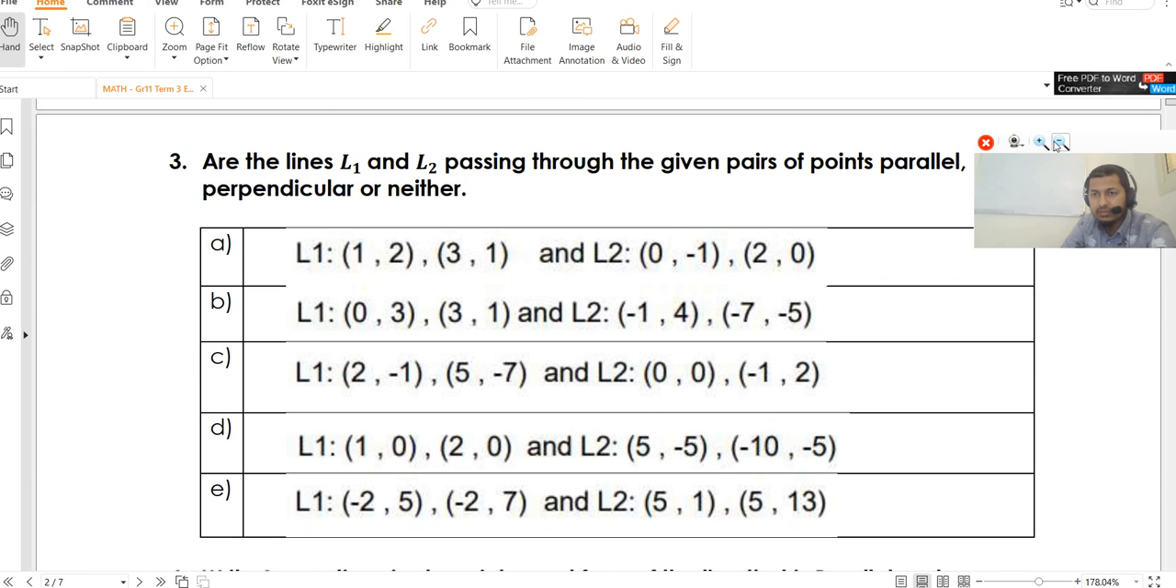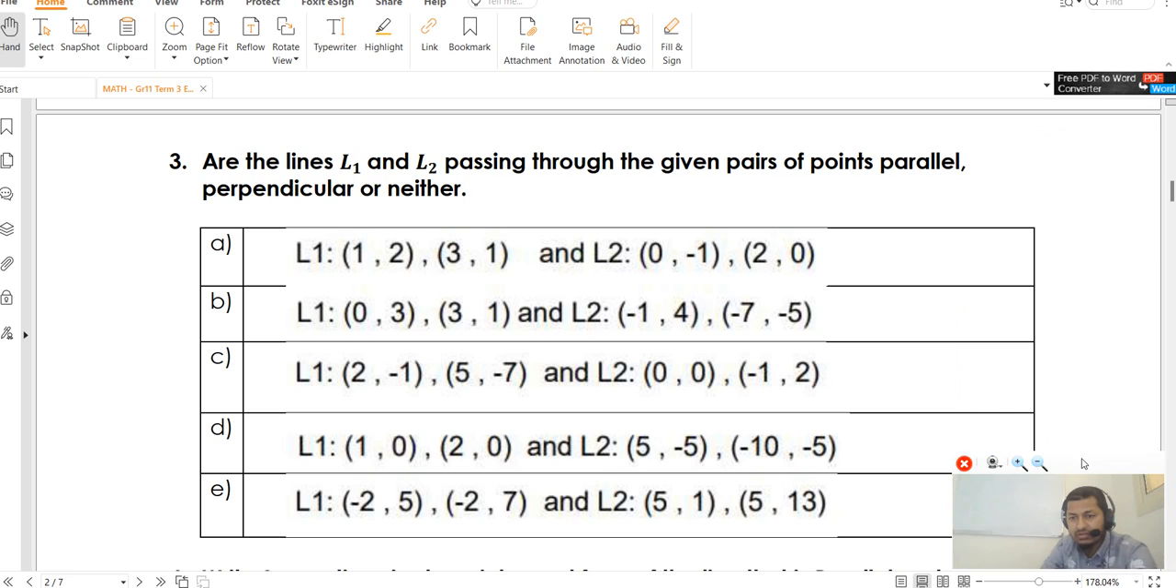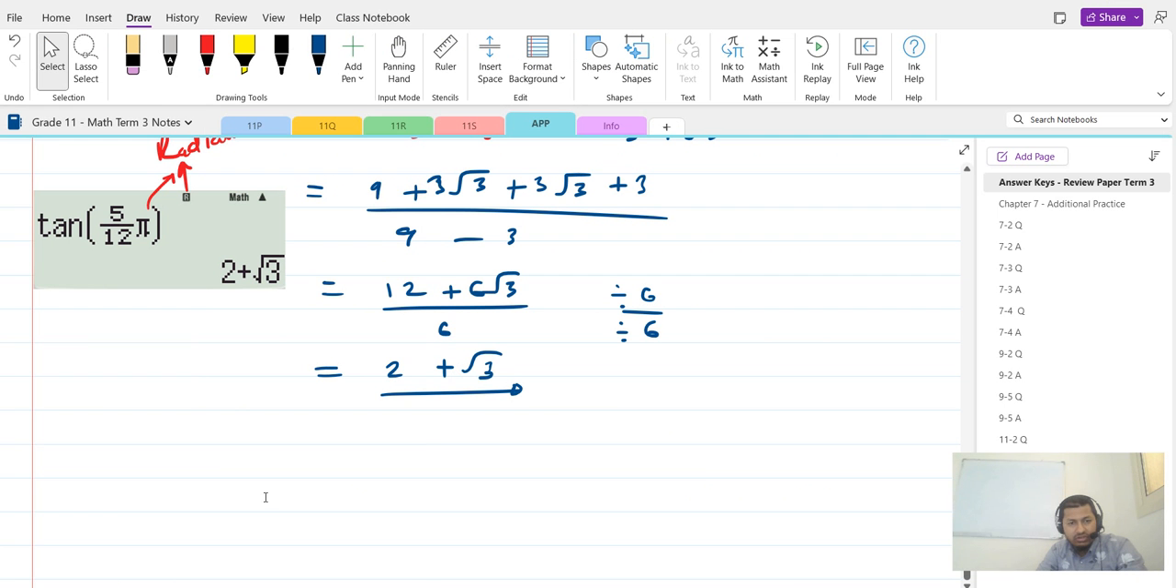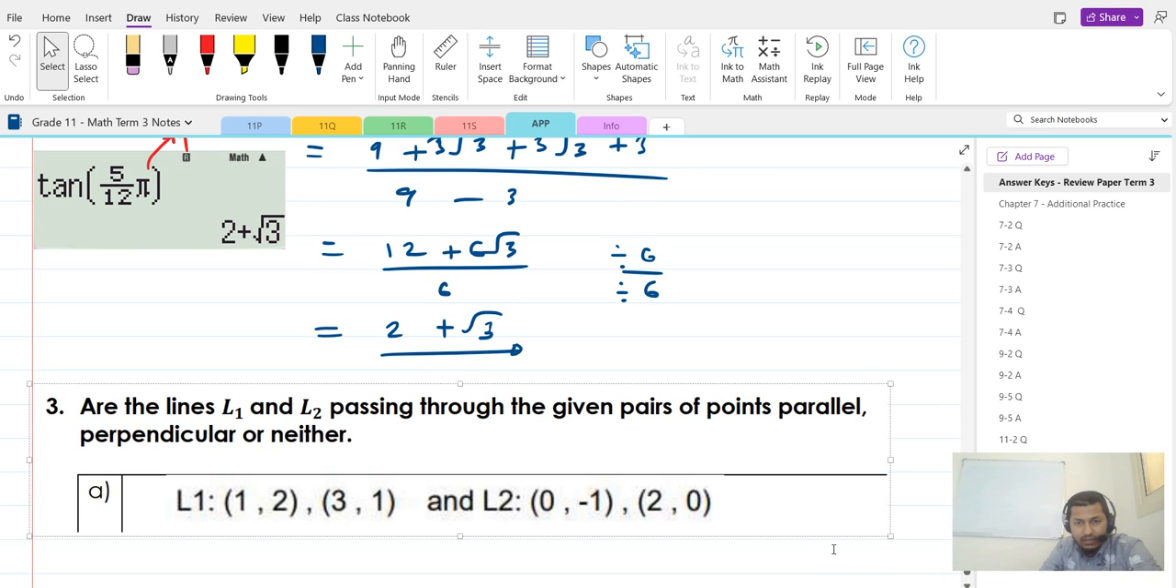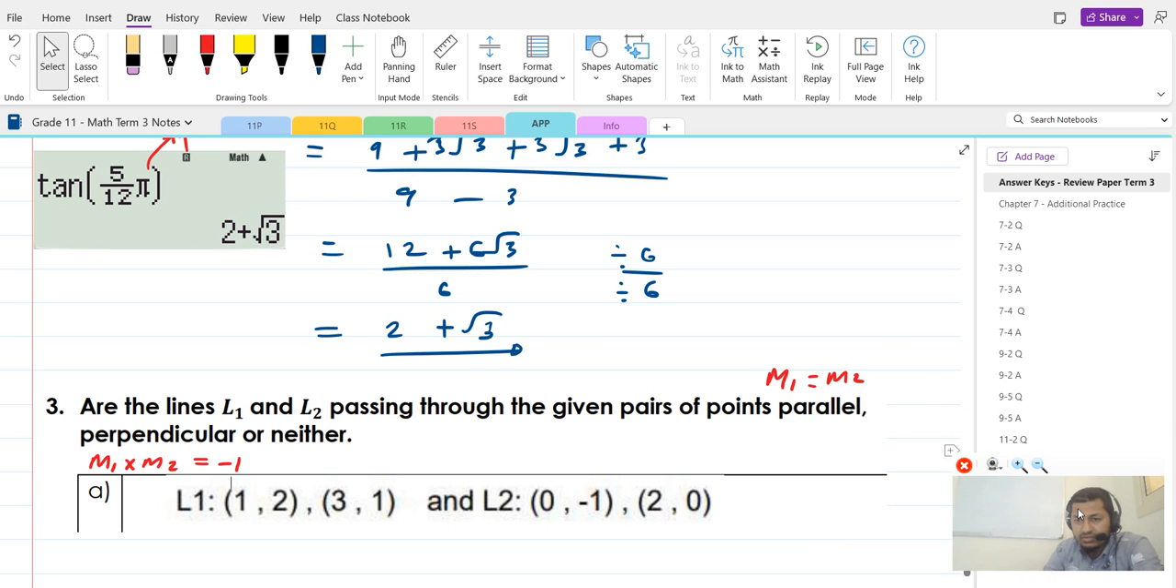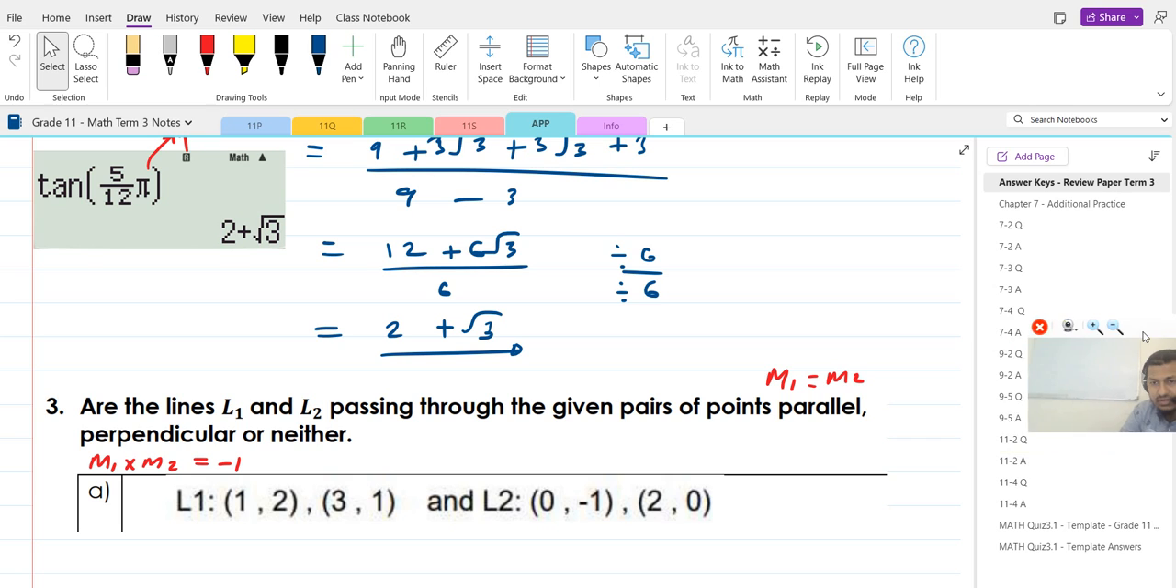Alright, so these are some nice questions. Now what's the story about parallel lines and perpendicular lines? What's the relationship? Lines are parallel if the slopes are equal, right? So if m1 is equal to m2, then it's parallel lines. If it's perpendicular, then the product of the slopes must be -1. m1 times m2 must be -1. Otherwise, it's neither. Right. So now let's look at these problems here and see if we can solve them.